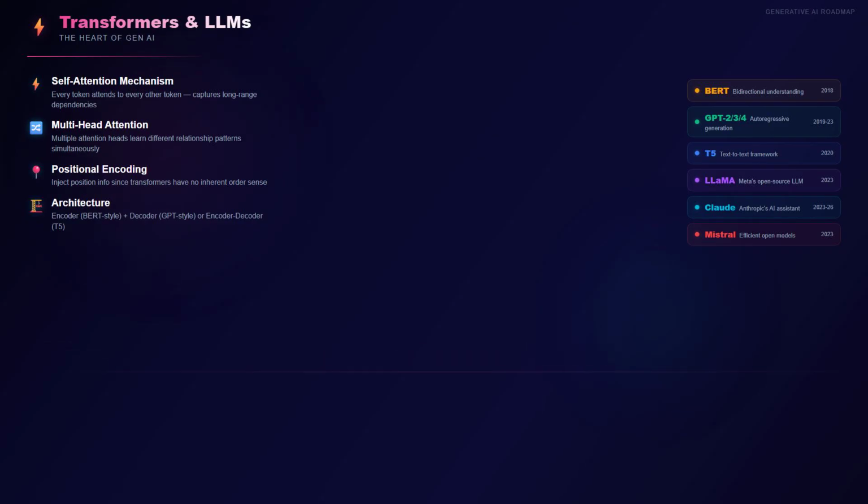BERT uses the encoder for understanding. It reads text bidirectionally and excels at classification, question answering, and named entity recognition. GPT uses the decoder for generation. It predicts the next token autoregressively, which is how ChatGPT works. The key LLMs you should know are GPT-4 and Claude for commercial applications, Llama and Mistral for open source, T5 for text-to-text tasks. Understanding these architectures is what separates a Gen AI practitioner from a casual user.